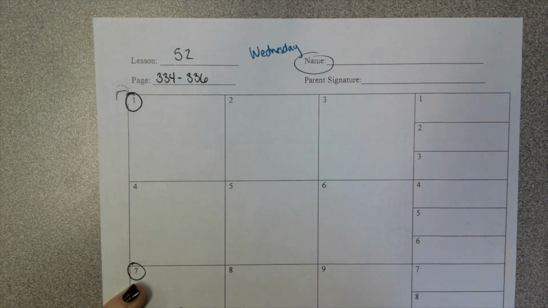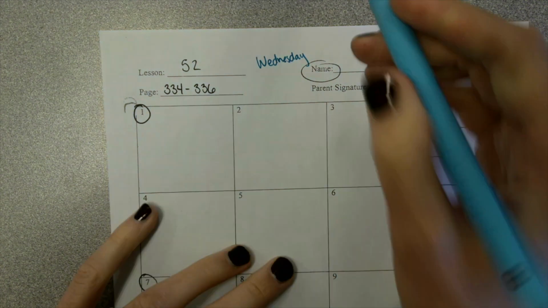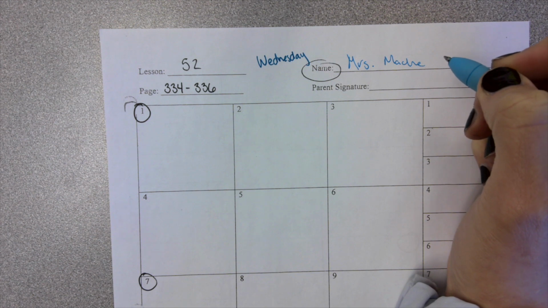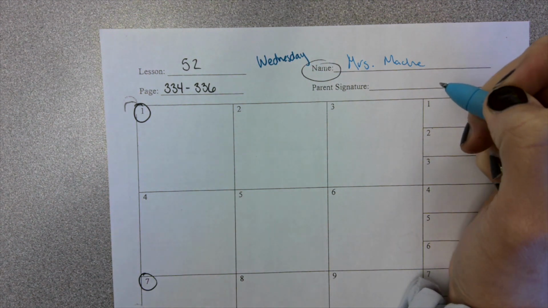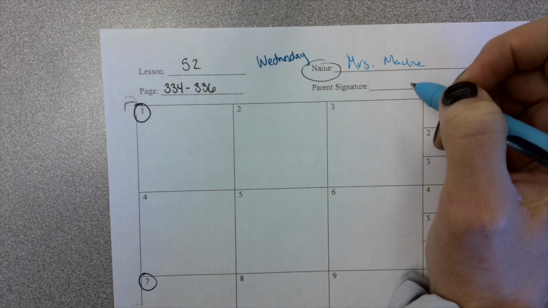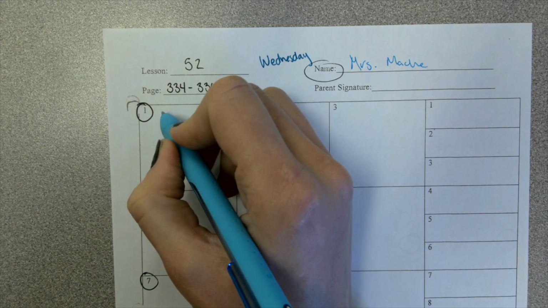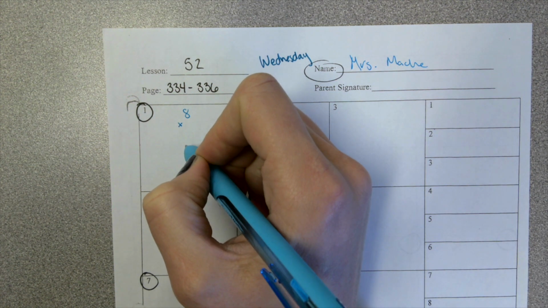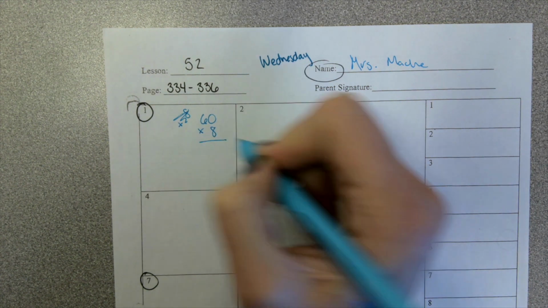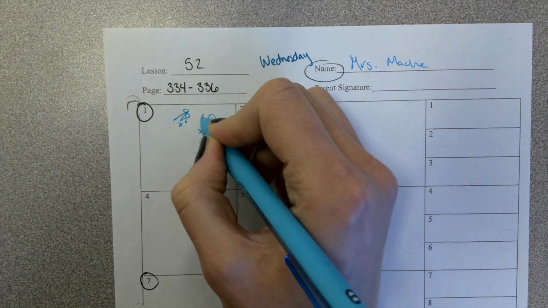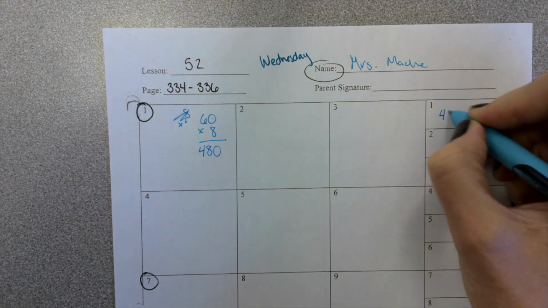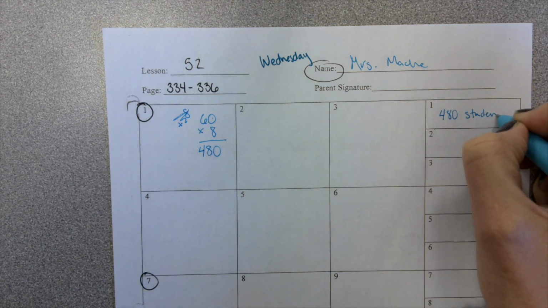52, make sure that you have your name on the top because we're going to start with number 1. Number 1 says, there were 8 buses. Each bus could seat 60 students. How many students could ride in all the buses? So 60 students in each bus times 8 buses. 8 times 0 is 0. 8 times 6 is 48. So we get 480 students.